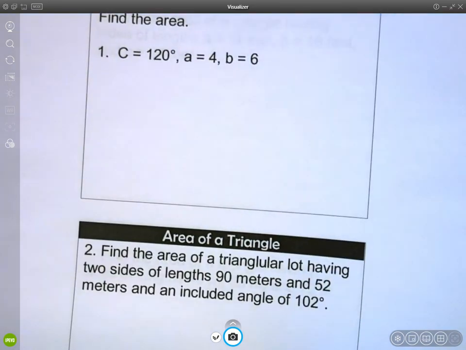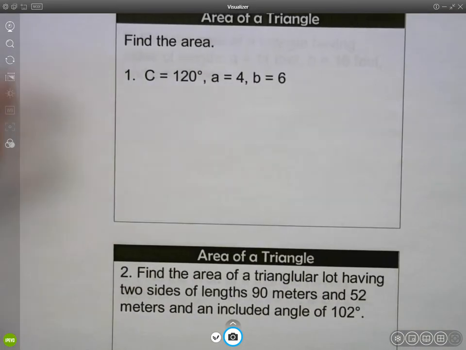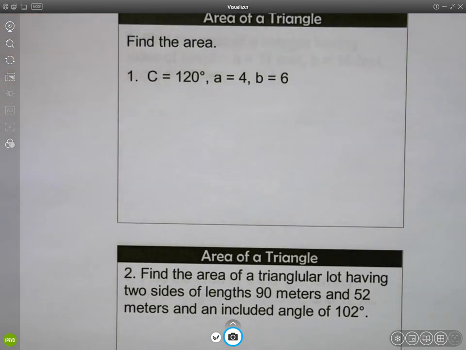All right, so let's do a few examples. And all of these examples are straightforward. So again, on your homework, there's going to be a couple of problems where you're not given the right information. So you use the law of sines to find what you need and then use your formulas.